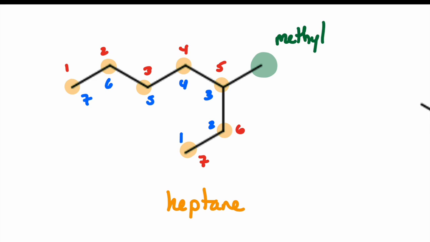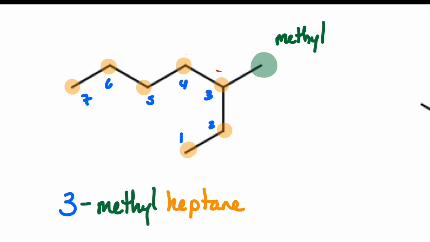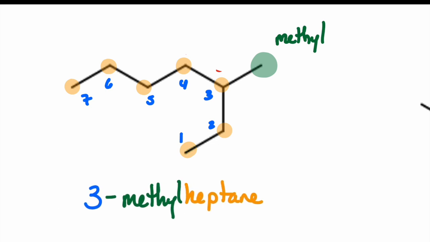So which one of these numbering schemes am I going to pick, red or blue? Again, I want the smallest possible number in my name. If I did the red numbering scheme, it would be a 5-methyl. If I did the blue numbering scheme, it would be a 3-methyl. So we're going to pick the blue numbering scheme, the lowest possible number in our name. All right, so 3-methylheptane. Again, all run together, all one word.